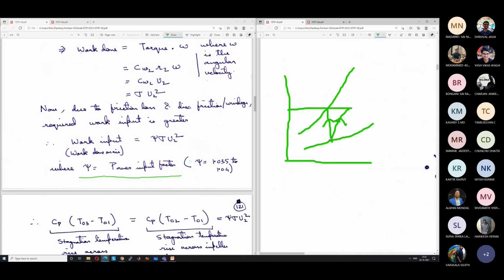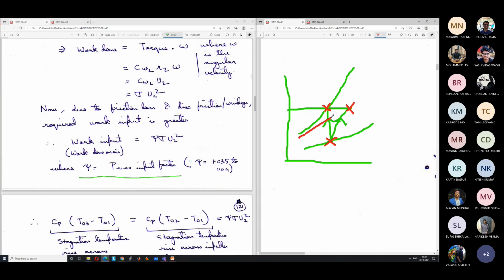So instead of going from this point to this point, in an ideal case, we will go from this point to this one. With this, we already know for the compressor, for the same work input. Actually, we do it the opposite way when we study the cycle.